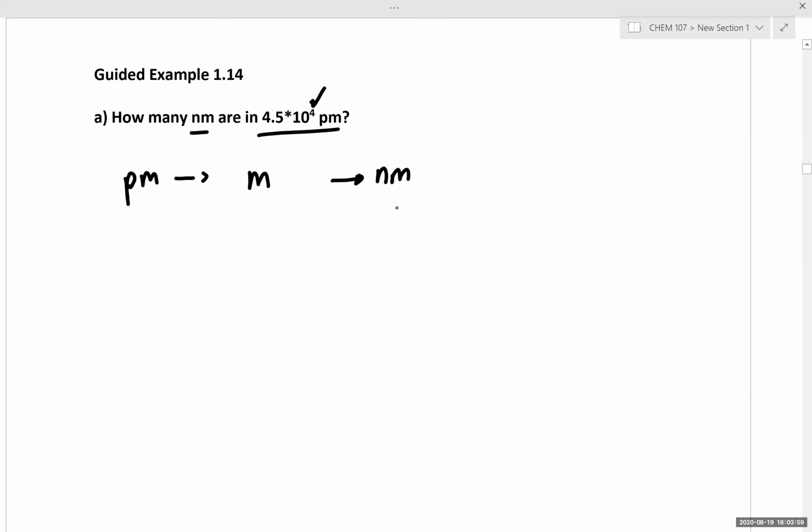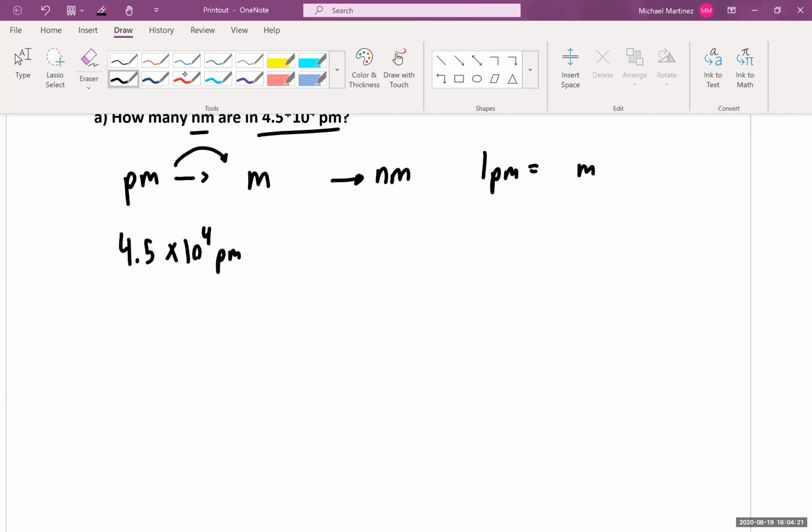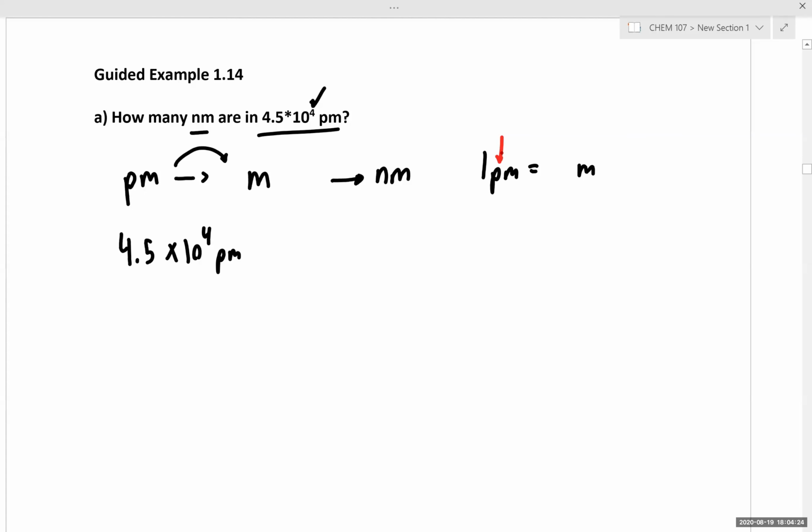Okay? Now that I have my solution map, we're ready to begin. So in the first step, I'm going to go from picometer to meter. So if I have 4.5 times 10 to the 4th picometer, I know that 1 picometer is equal to how many meters? I'm going to need everyone's help here. What does the pico prefix correspond to? It's 10 to the negative 12. Yep, exactly right. 10 to the negative 12th meters.